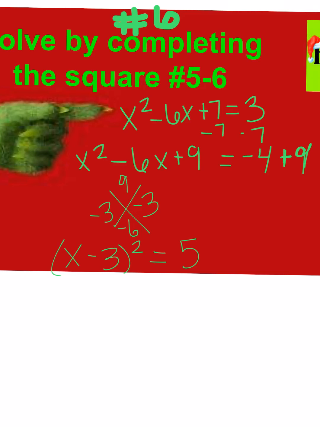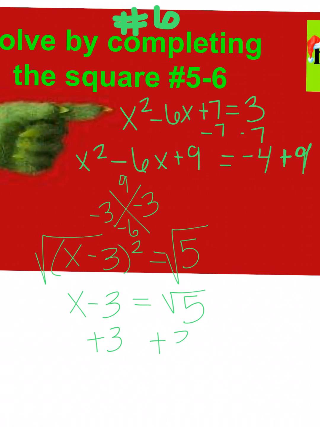All right, now I'm going to have to take the square root of each side, so that leaves me with x minus 3 is equal to radical 5. And then I'm going to have to get x by itself by adding 3 to both sides. And because they aren't like terms, I can't put them together, so I'm going to say 3 plus or minus radical 5.